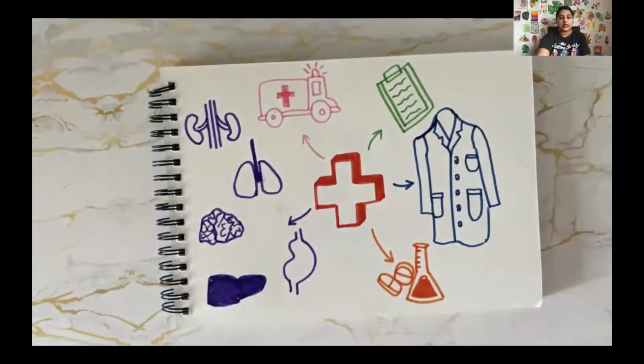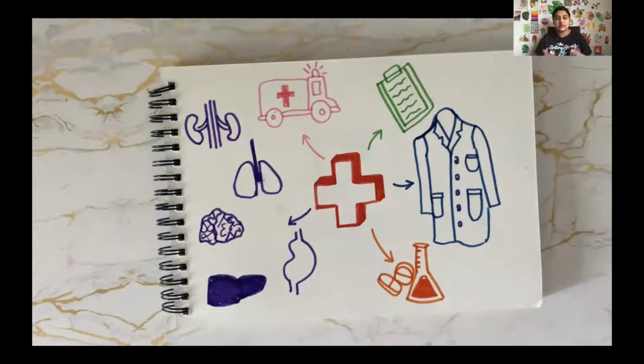So to give you an idea, the kidney is taking care of our urine system or our water intake system. The lungs are taking care of our breathing. The brain is taking care of our thinking and functioning of the whole body. Stomach, digestion, and the liver is also part of the digestive system.